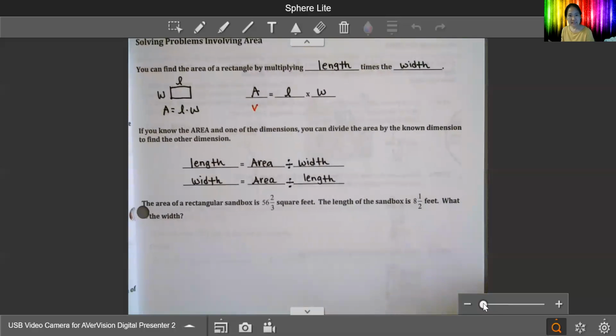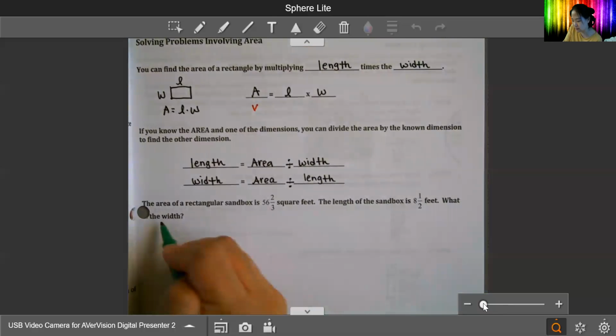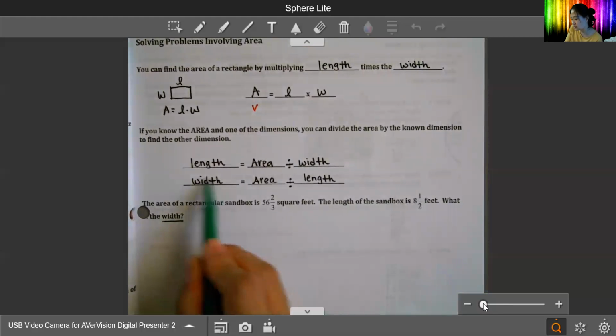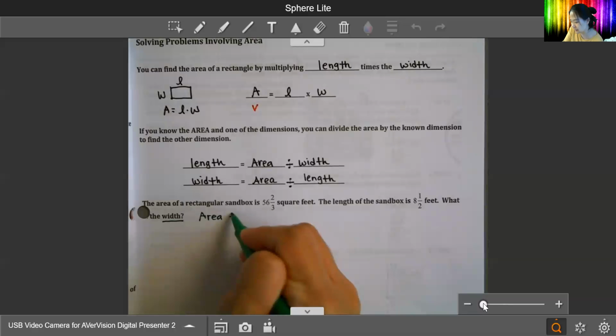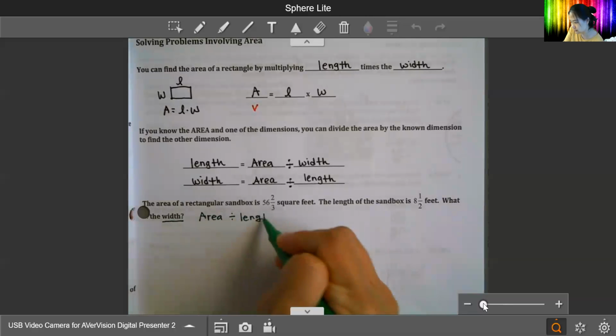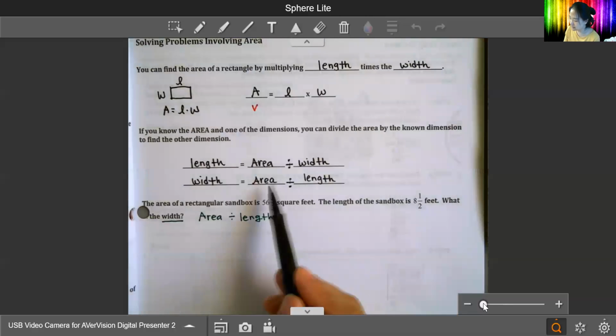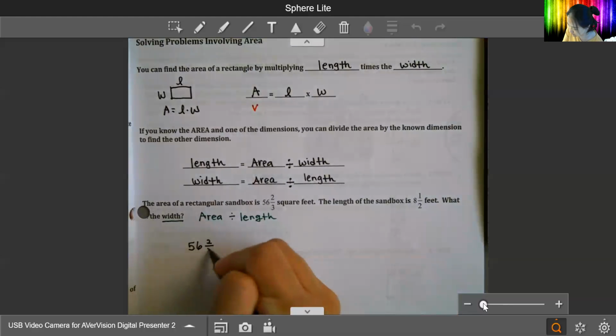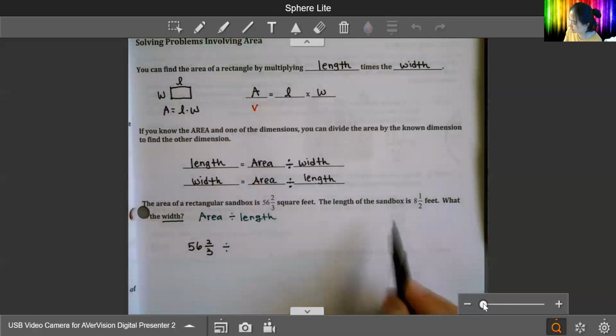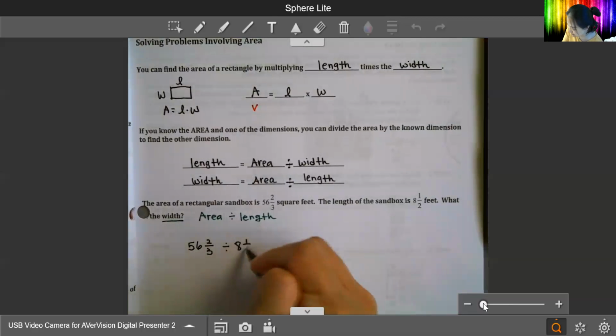On this problem, it says the area of a rectangular sandbox is 56 2/3 square feet. The length of the sandbox is 8 1/2 feet. What is the width? So we're looking for the width. So what we're gonna do is we're gonna take the area and divide it by the length. So area is 56 2/3. And we're going to divide it by the length, which is 8 1/2.